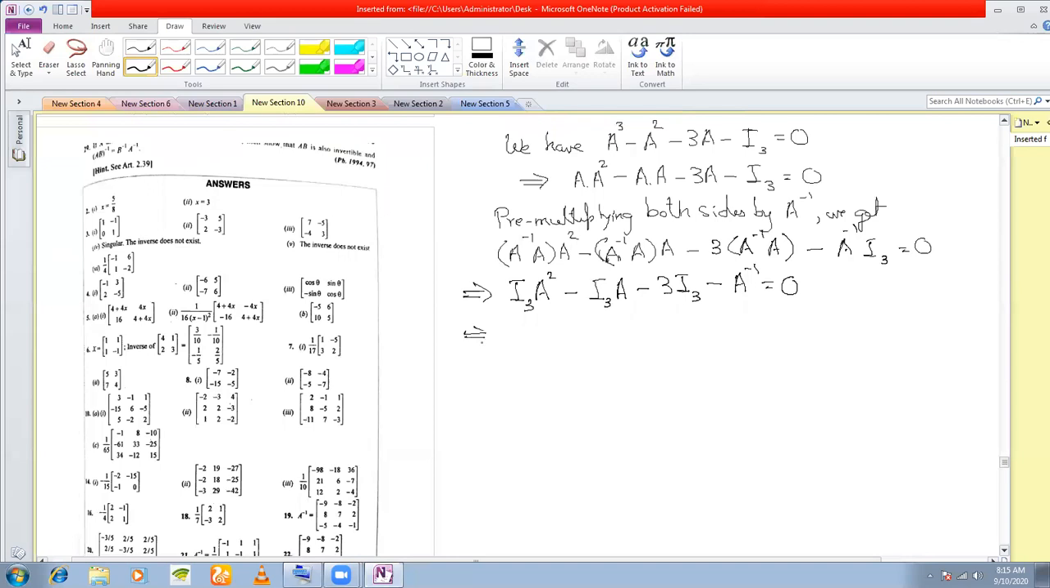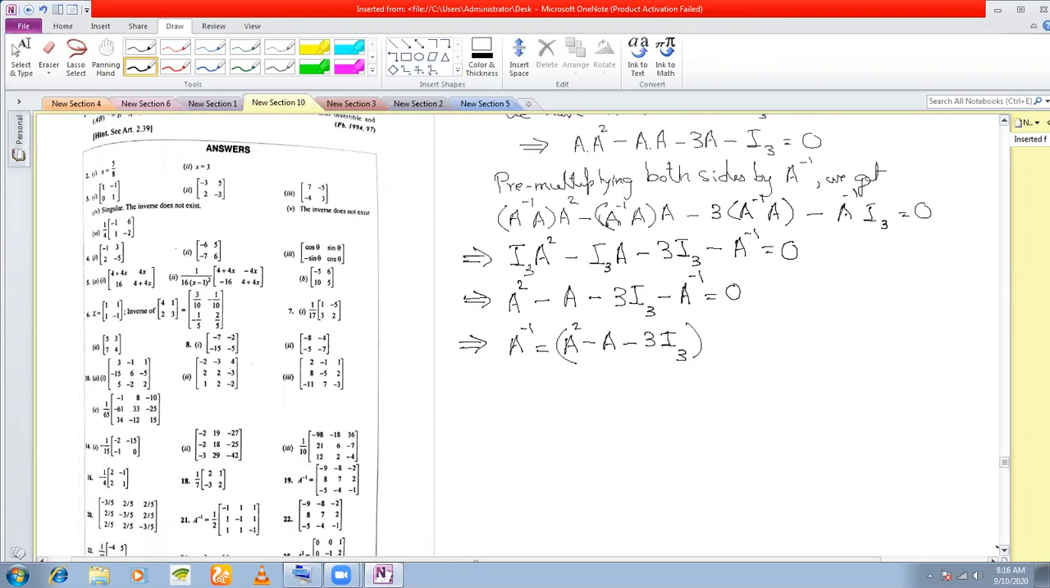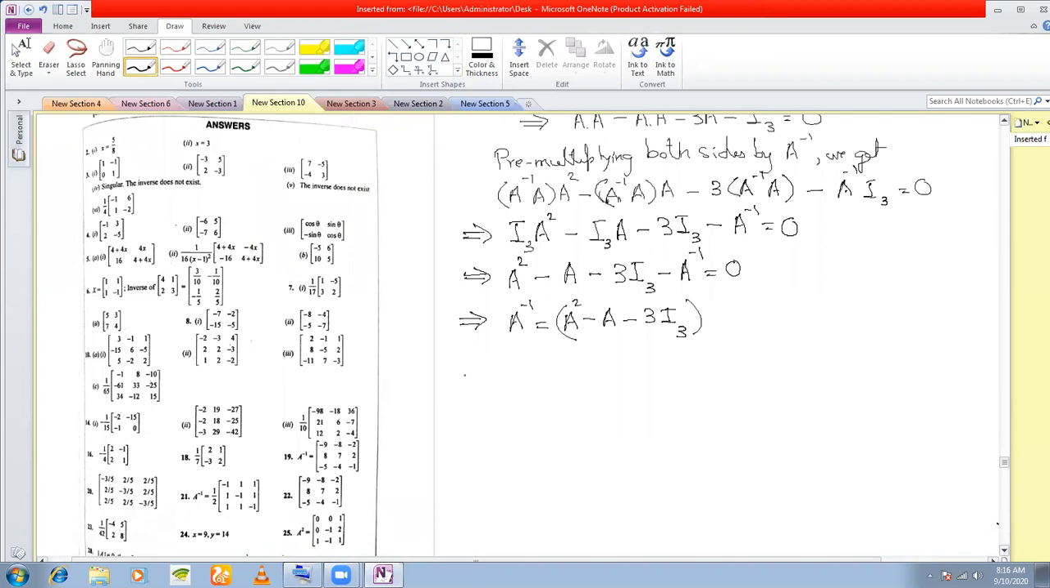So therefore, you get A square, since I3 into A square is simply A square, I3 into A is A, minus A inverse. So A inverse here is A square minus A minus thrice I3. So this is what your A inverse is. If we simply find this, then we'll be able to find A inverse. No need to find the adjoint of A.